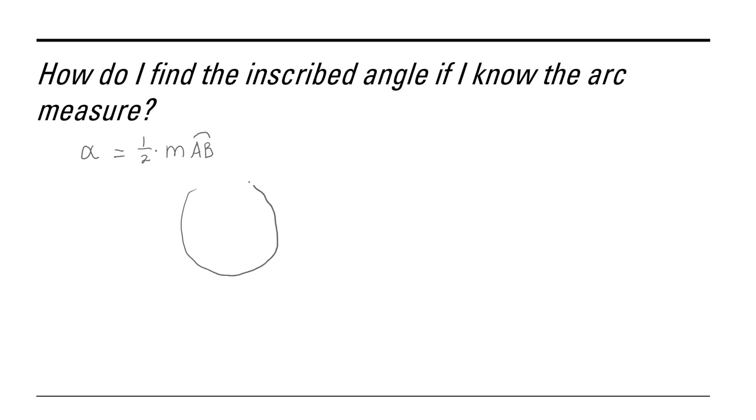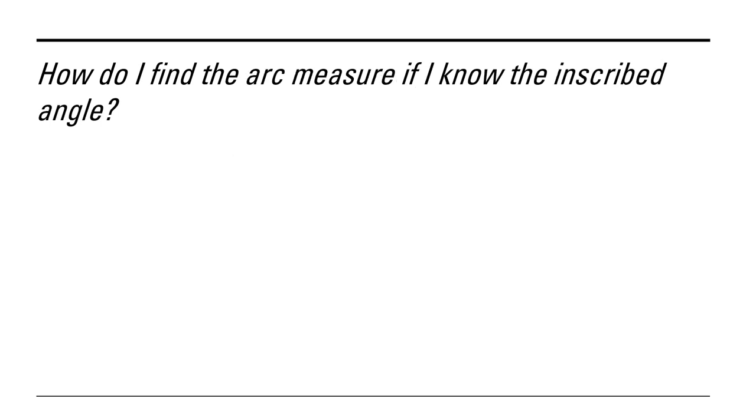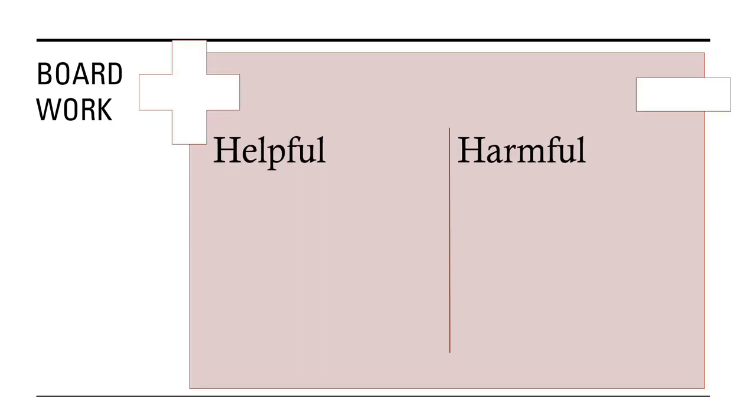Here's my picture, here's A, here's B. The inscribed angle would be half of the measure of that arc. This is where theta would be. How do I find the arc measure if I know the inscribed angle? The measure of the arc is twice the measure of the inscribed angle.